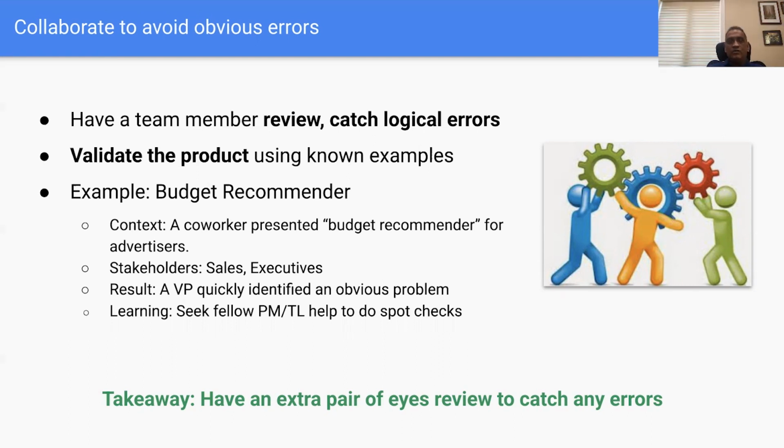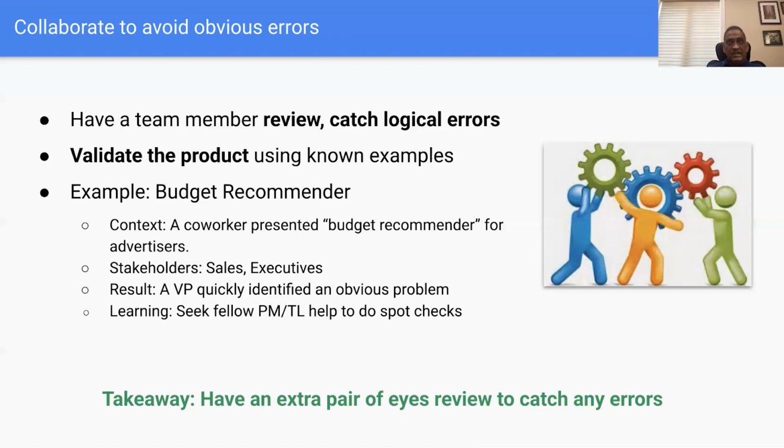And what my coworker was seeking as part of the presentation was an approval for a beta launch to the large advertisers. And he was trying to make a case why it makes sense to launch it for the benefit of large advertisers. But then as he kept talking beyond the second slide, where he highlighted some of the key features of the product, one of the executives played around and used a search-only advertiser as an example to look up what the budget recommender would say.